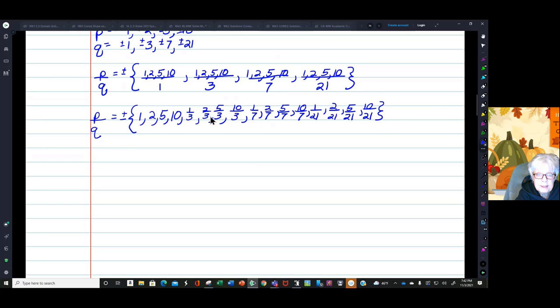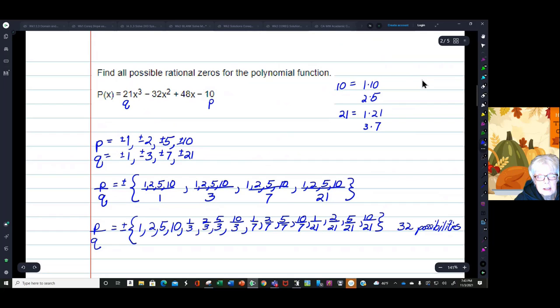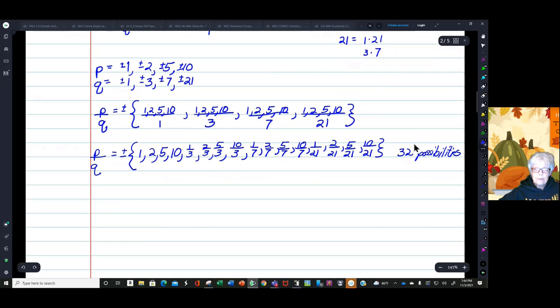Now that's 1, 2, 3, 4, 5, 6, 7, 8, 9, 10, 11, 12, 13, 14, 15, 16 times 2, because of the positive and the negative, that's 32 possibilities for rational zeros. And the maximum number of zeros you can have of any kind is 3. So if that polynomial has 3 rational zeros, they will come from this list.